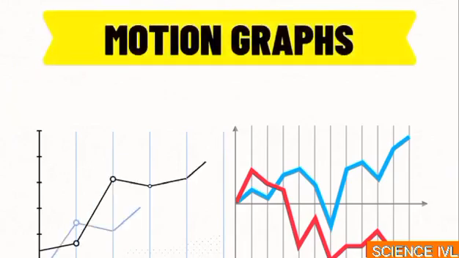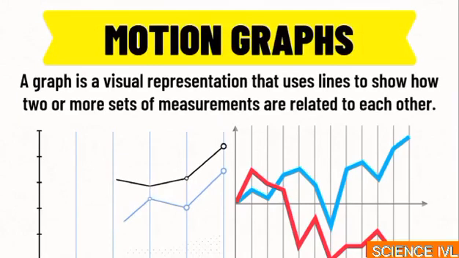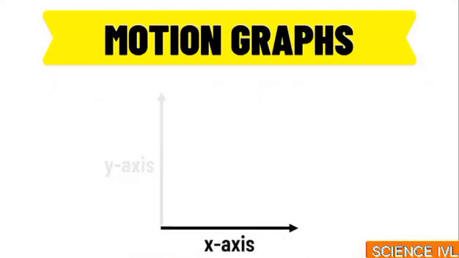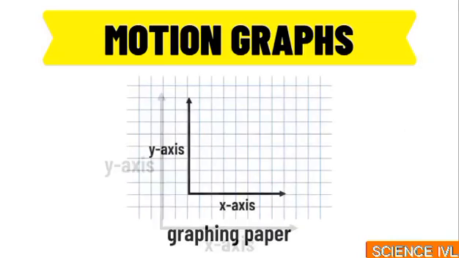Now, let us start graphing a motion using a graphing paper. A graph is a visual representation that uses lines to show how two or more sets of measurements are related to each other. In this video, we are going to use two lines to represent the graph of an object, the x and the y axis. To make sure that the motion is equally represented in the graph, a graphing paper can be used. A graphing paper has precise squares and plots the information or data in a correct manner.